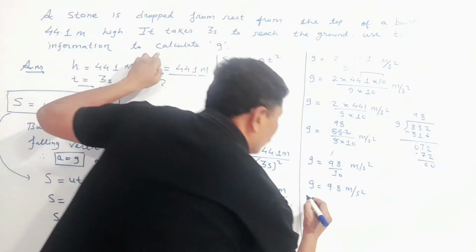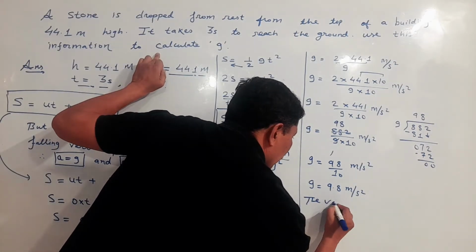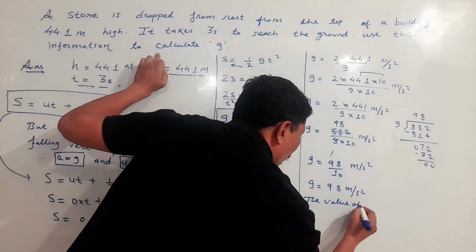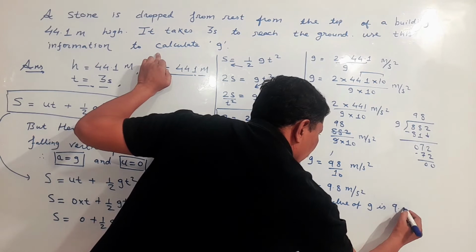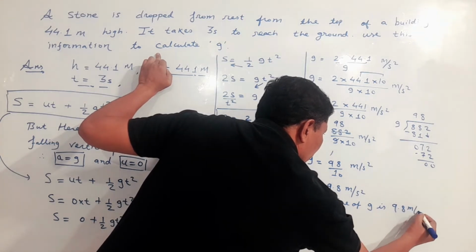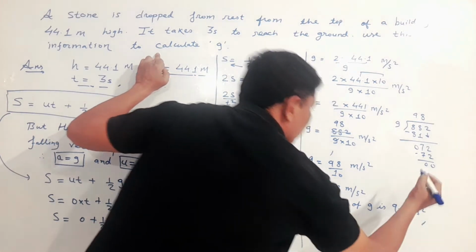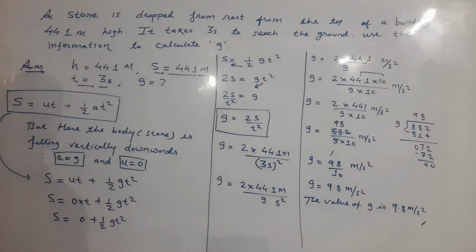and therefore we can write the value of g is 9.8 meter per second square. This is the answer. That's all, students. Let's find the next answer.